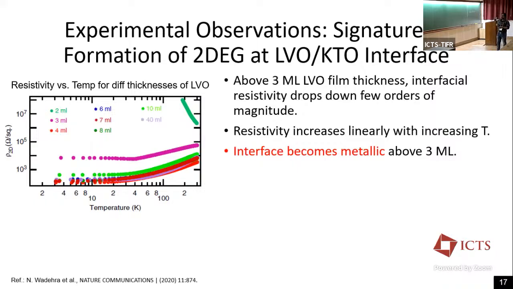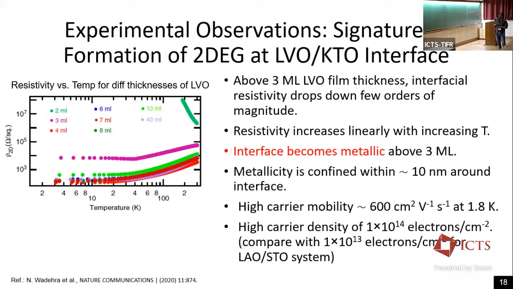But when they increased the thickness above 3 monolayers, they saw that the resistivity drops down by a few orders of magnitude, and not only that, it increases linearly with temperature. That corresponds to metallic behavior at the interface. And later, they observed that this metallic behavior is extremely confined within a 10 nanometer region around the interface. It does not go very far from the interface. And they observed a very high mobility, 600, which is higher compared to the polar non-polar case, and a higher carrier density of around 10 to the 14 electrons per centimeter square, which is one order of magnitude larger than the LVO-STO system.